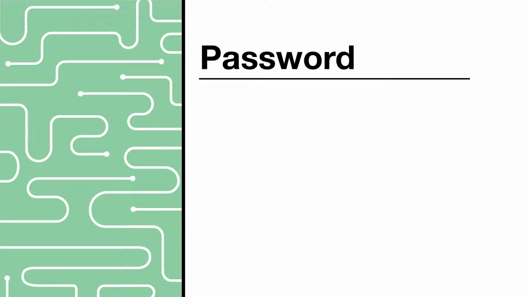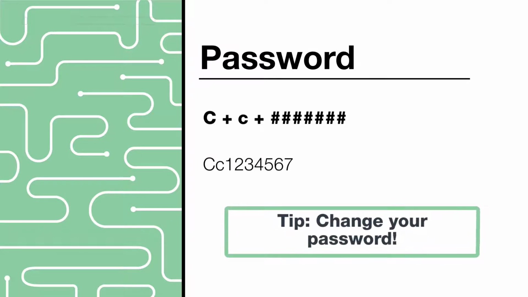The password associated with your Condor ID is automatically set to the default: capital C, lowercase c, your student ID number. For example, capital C, lowercase c, 1234567. Please change this password after logging in to maintain your account's security. You will need to change your password every 12 months.